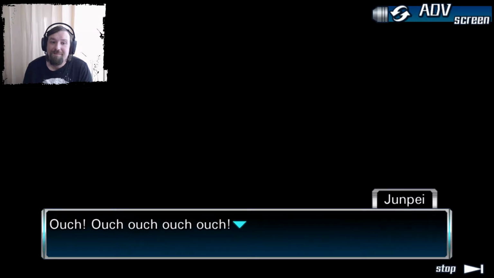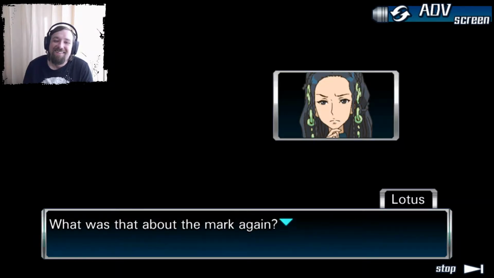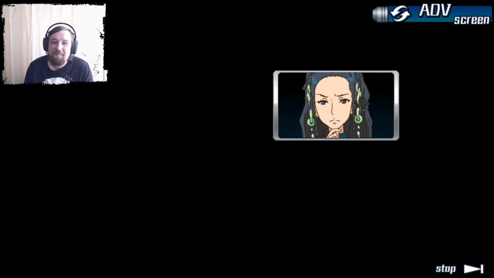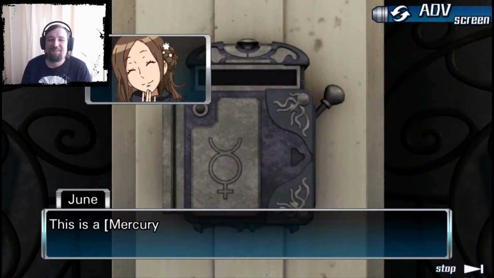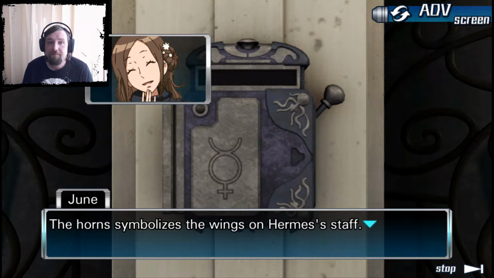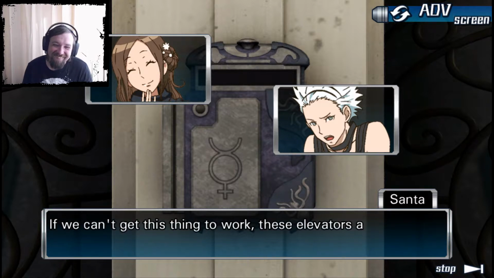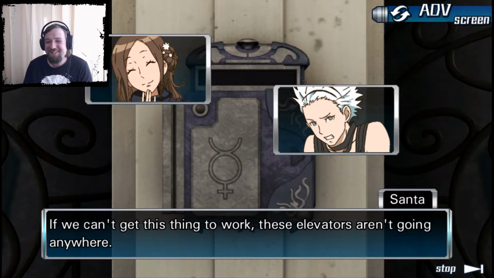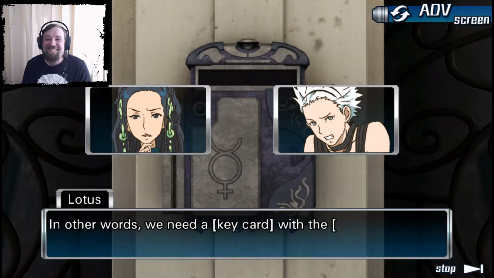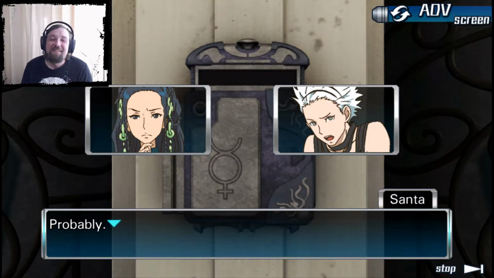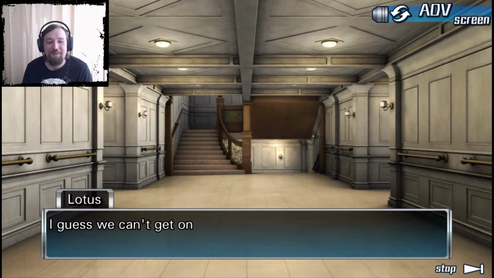Oh, ouch, ouch, ouch, ouch, ouch. What was that about the mark again? Nothing. That was a bit much. This is a Mercury symbol. Yeah, I don't know, man. The horns symbolize the wings on Hermes' staff. Hermes, herpes, whatever. If we can't get this thing to work, these elevators aren't going anywhere. In other words, we need a key card with the Mercury symbol on it. Probably. I guess we need the herpes symbol.